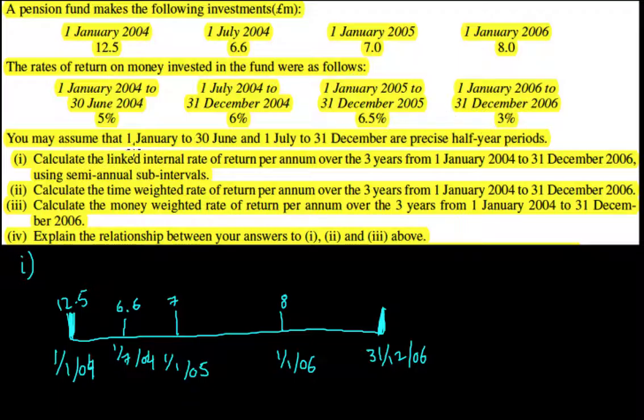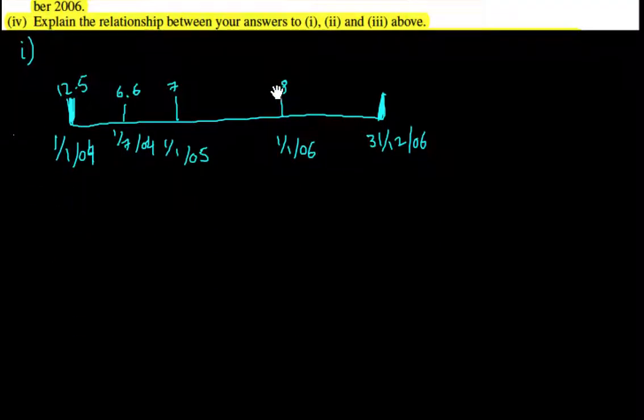We get to assume the 1st of January to the 30th of June and the 1st of July to the 31st of December are precisely half-year periods. It wants us to find the linked internal rate of return over the 3 years from that time using semi-annual sub-intervals. Alright, so let's have a look at how that's done.